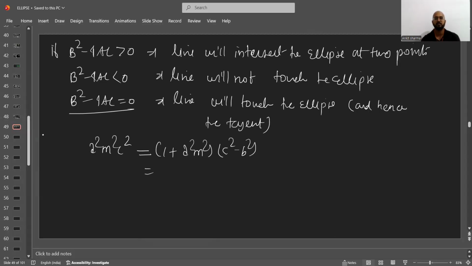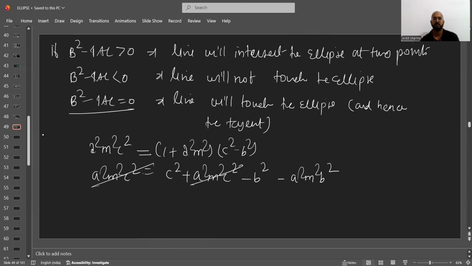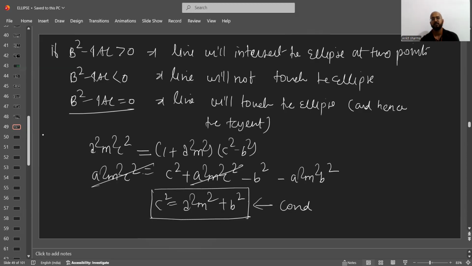Now we can simply multiply it. So this gives me c square plus a square m square c square minus b square, and also a square m square b square. And this is a square m square c square. So this portion gets cancelled, and now I get c square is equal to a square m square plus b square. This is nothing but the condition of tangency.